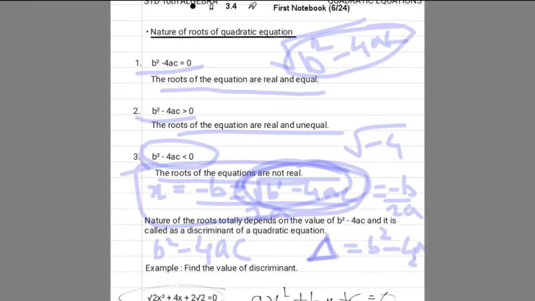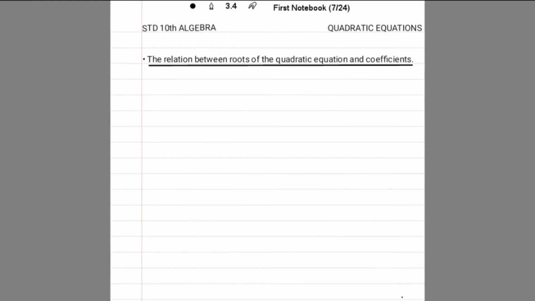So if the value is less than 0, that is negative, we don't proceed further, because we don't know the square root of a negative number, right? So yes, this is all about this topic, and we will move to the next topic now. The next topic is the relation between roots of the quadratic equation and coefficients.